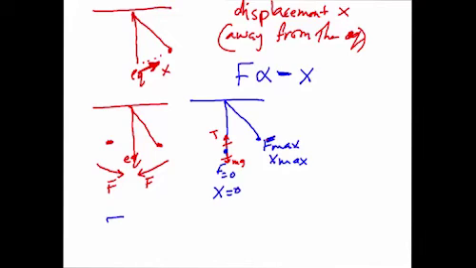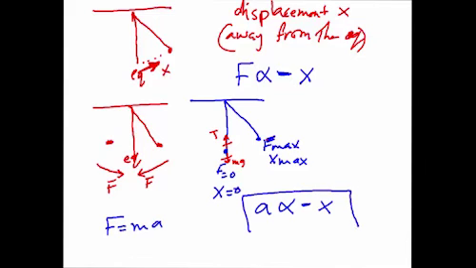As we know from Newton's second law, F equals ma, for a constant mass, F is directly proportional to a. So we can write also that the acceleration is directly proportional to the displacement and in opposite direction. So this is very important for any oscillation to be simple harmonic motion.